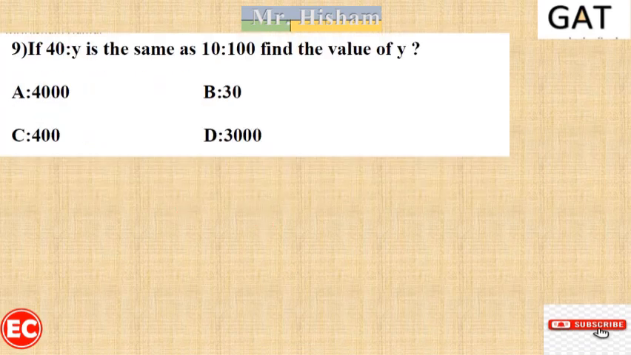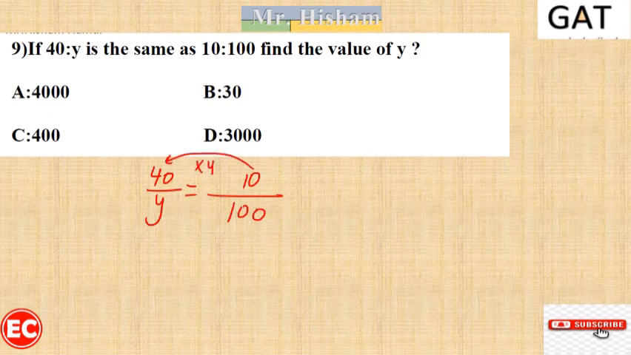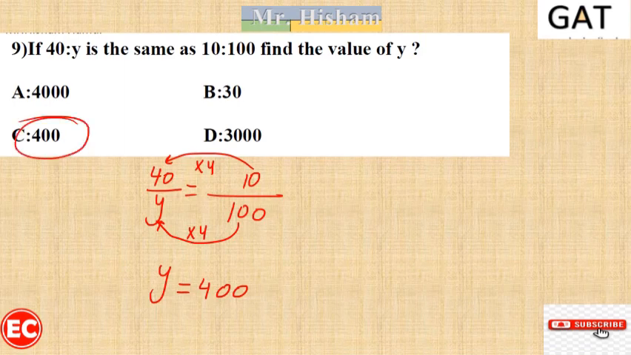Question number 9. If 40 over y is the same as 10 over 100, we can rewrite it as 40 over y equal 10 over 100. From 10 to 40, I multiplied by 4. So from 100 to y, I should multiply by 4. So the value of y should be 400. So the right answer is C. You can use cross multiplication. You can use many methods. For example, 40 over y is equal to 10 over 100; by cancelling 0 and 0, it's 1 over 10. So y is equal to 10 times 40, which is equal to 400.